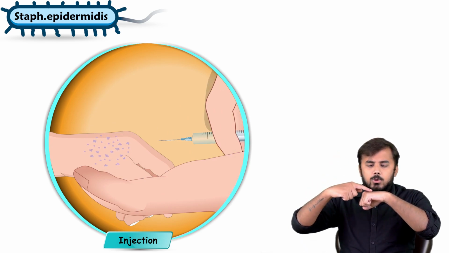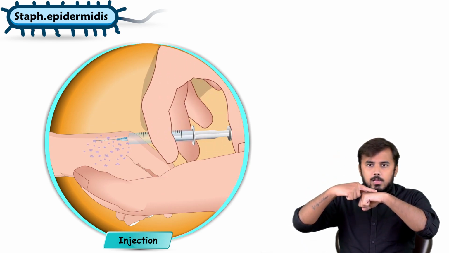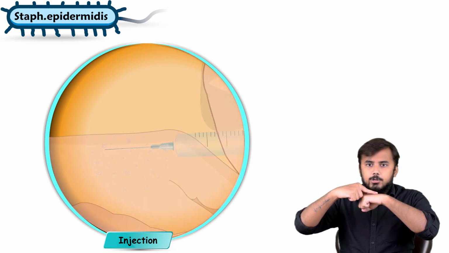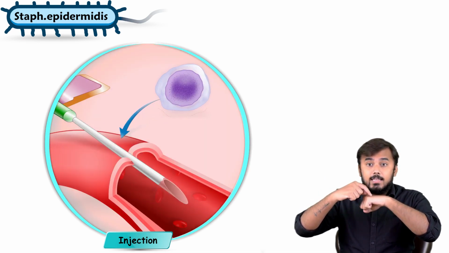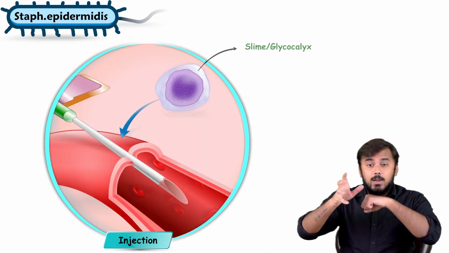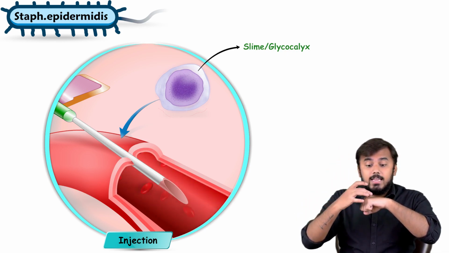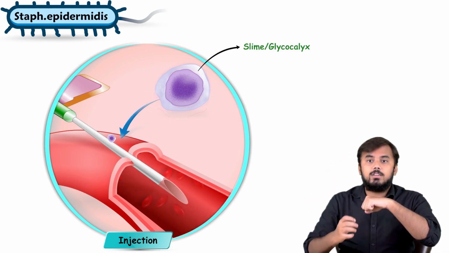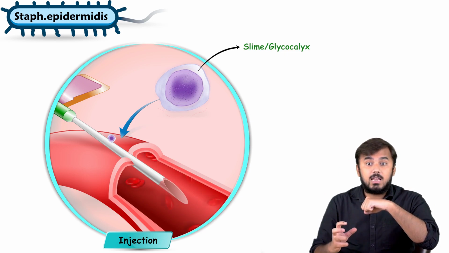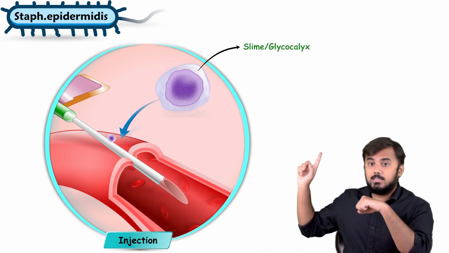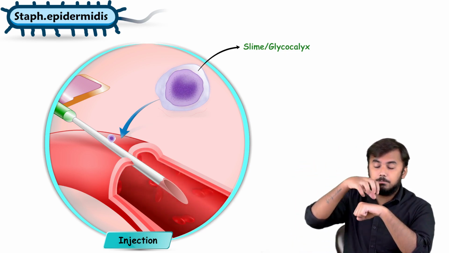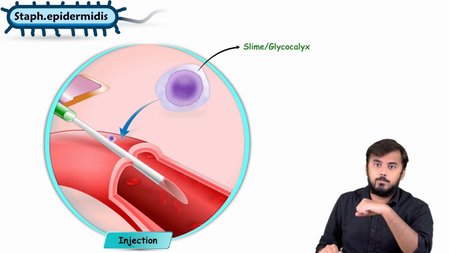Now look here, this is my skin. The needle is slowly getting inserted into my skin. When the needle is slowly getting inserted, the bacteria there, with the slime layer or glycocalyx around it, will very fast stick to the needle. With the help of slime or glycocalyx, as you can see there, the bacteria very fast jumps onto the needle and sticks to it.